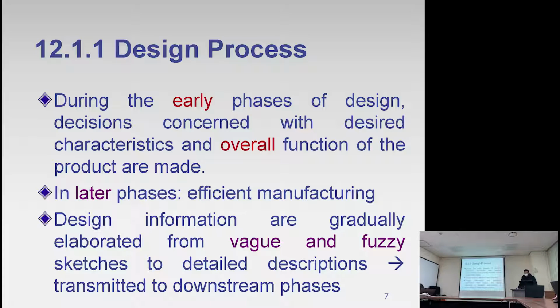This is a design process which has differentiable phases, and each phase has its distinct goals. In the early phases of design, decisions concerned with the characteristics and overall function are made. And in the later phases, specifications generated during the early phases are elaborated to ensure that the product fulfills the specifications and can be manufactured quickly. Therefore, design information is gradually growing from vague and fuzzy sketches to very detailed descriptions. Then, the detailed descriptions are transmitted to downstream phases, such as process and assembly planning.